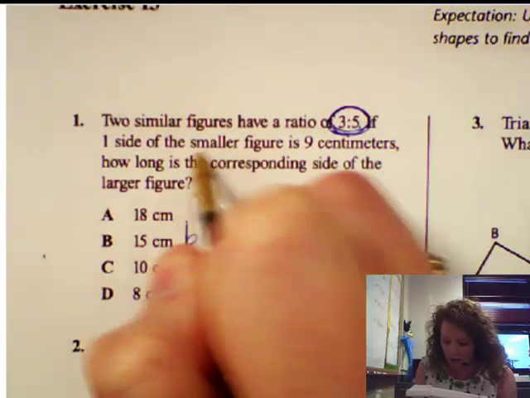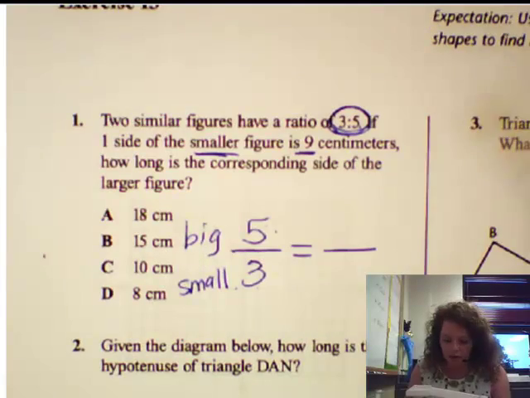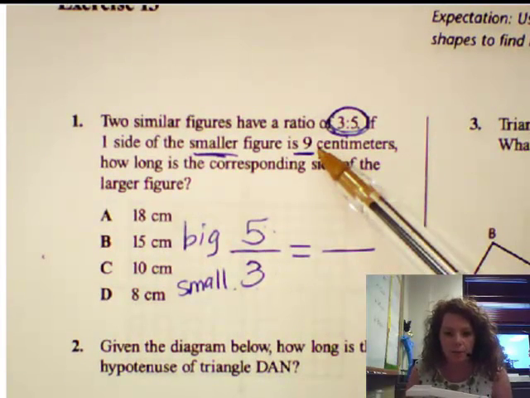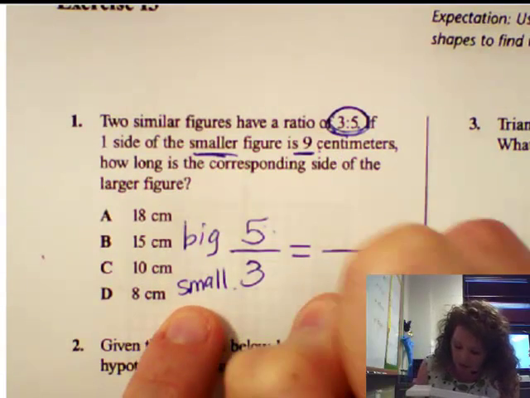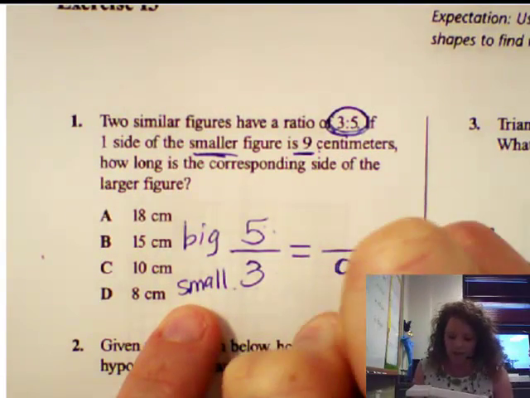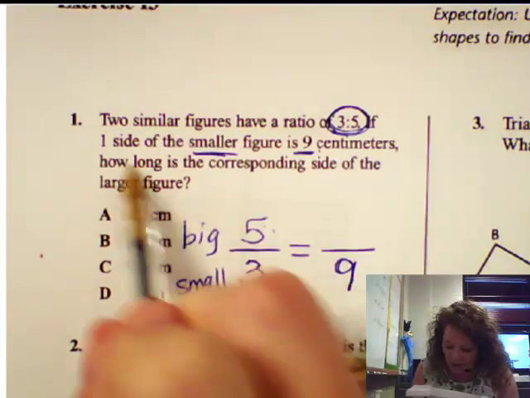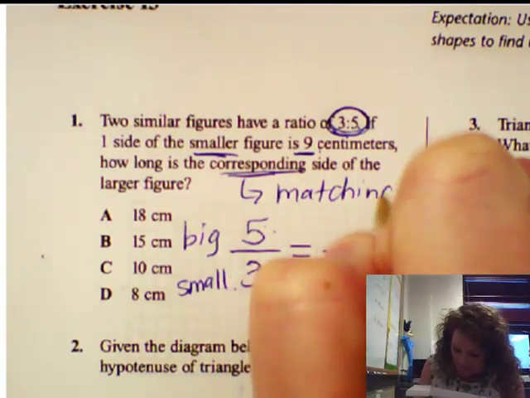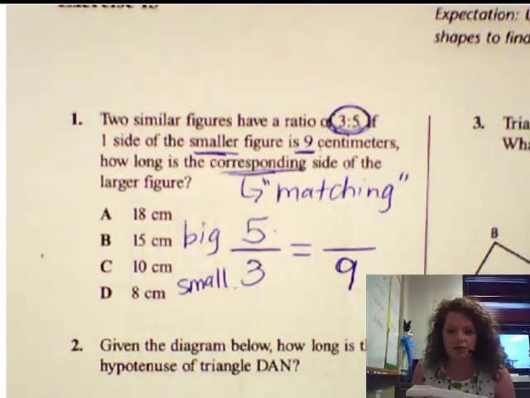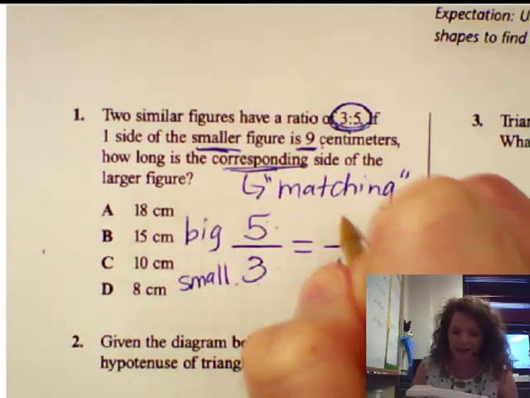Okay, next thing is we've got to fill in another piece of information. One side of the smaller figure is 9. So where does that 9 go in our proportion? Well, it was in the smaller figure, so it's going to go down here with small. And what are we trying to find? How long is the corresponding? Corresponding just means matching, let's say, matching side of the larger figure. That's what we're going to call x.